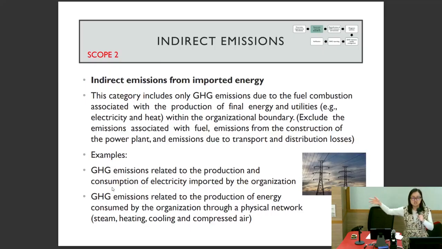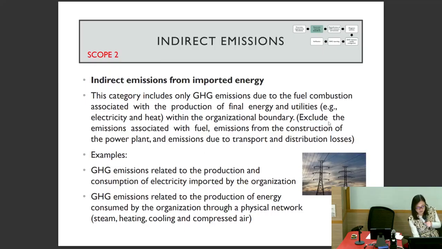Okay, but these sources of emissions are outside the boundary. Okay, but it is due to the activities within the boundary. Then it would be scope 2. Okay, due to the imported electricity and energy.